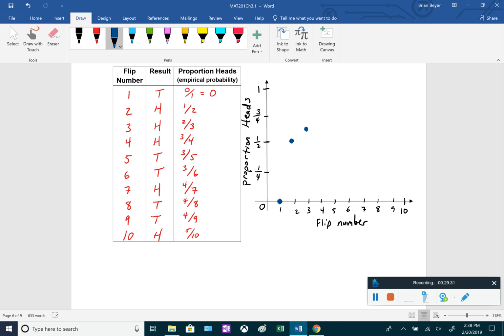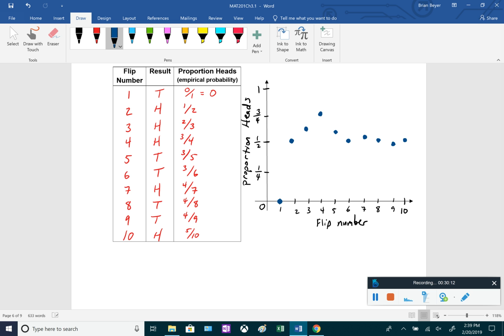Not going to be perfectly accurate. Flip number 4 was 3/4, so that's going to be right here. Flip 5 was 3/5. So that'll be about right here. Flip 6 was 3 out of 6. 3 out of 6 is 1/2. Flip 7 was 4 out of 7. Flip 8 was 4 out of 8, which once again is 1/2. Flip 9, 4 out of 9. A little bit less than 1/2. And lastly, flip 10, 5 out of 10, which was 1/2.